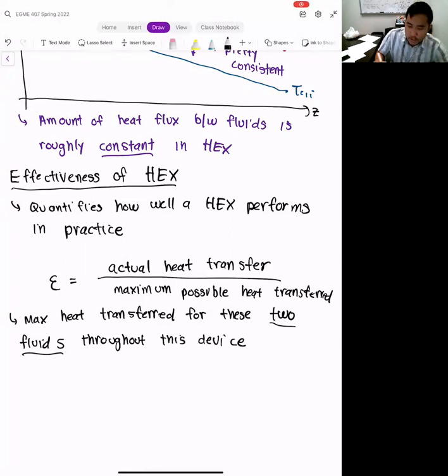I'll give you an extreme case. If you have two fluids coming in with the exact same temperature, it doesn't matter, you could be the best thermal engineer in the world, you're not going to get those two fluids to exchange heat between each other, because they're already the same temperature. So when I talk about the maximum amount of heat transfer, that means for these particular fluids.